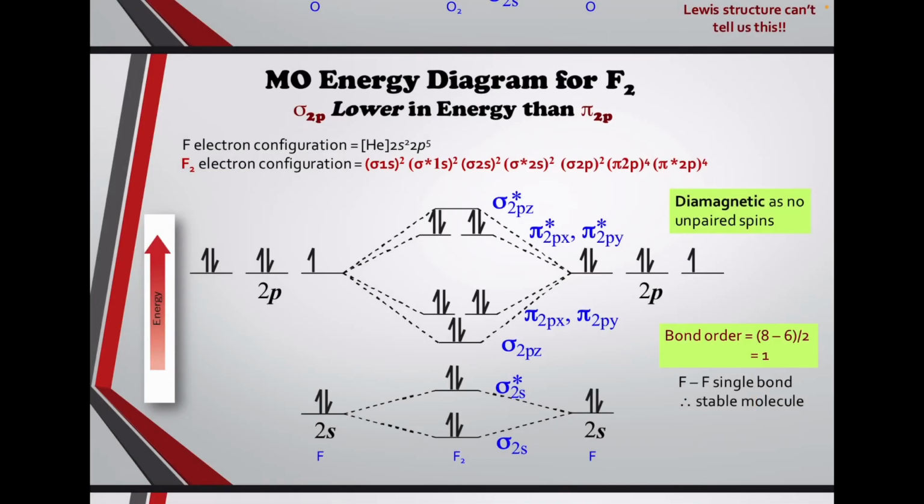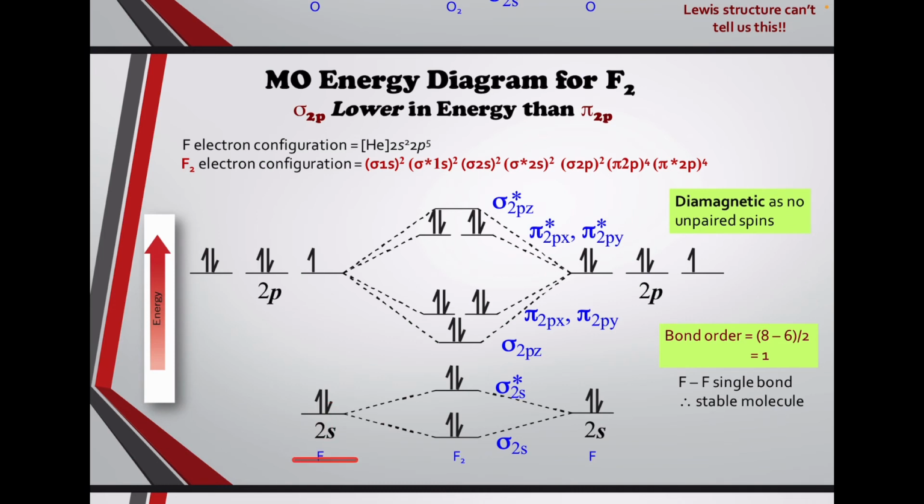Molecular orbital energy diagram for F2: sigma 2p is lower in energy than pi 2p. So this is the sigma 2p lower in energy than pi 2p. First, write the electron configuration of fluorine: 1s2 2s2 2p5. So draw the molecular orbital. So fluorine here and another fluorine atom. And this is the molecular orbital for F2.